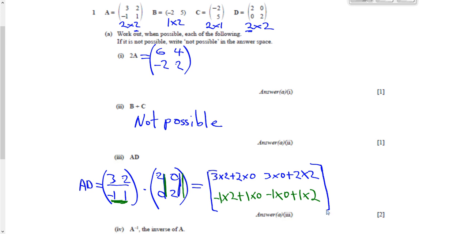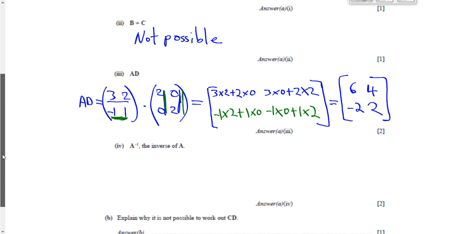And now if we just simplify that, we're going to get 2 3s are 6, 2 2s are 4, and negative 1 times 2 will be negative 2, and 1 times 2 will be 2. So I'm just checking. Yeah, I've got a 2 by 2 matrix. That should be my resultant, and we're happy days. Okay, let's keep going.